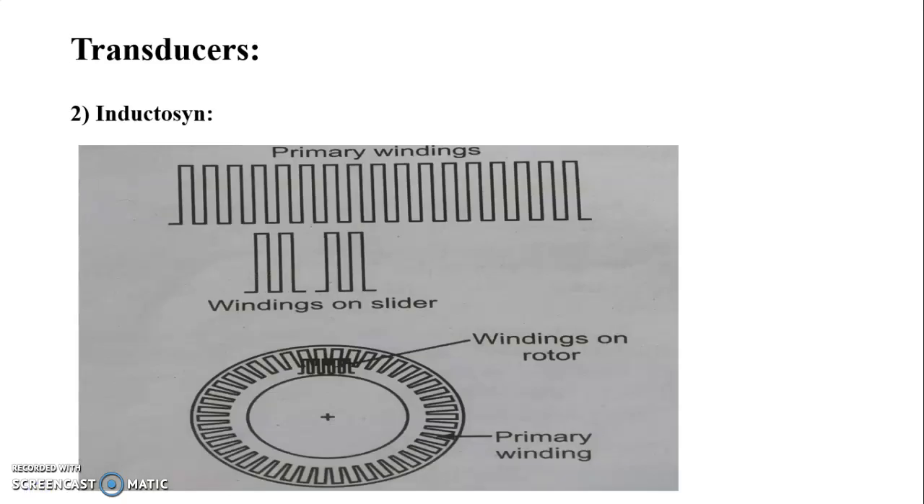The second type of transducer or feedback device is the inductosyn. This inductosyn is a precision feedback device for the accurate measurement and control of angles or linear distances, with inductive coupling between conductors separated by a small air gap. Angular accuracy better than 1 second of arc and linear accuracy better than 0.5 micron is achieved.